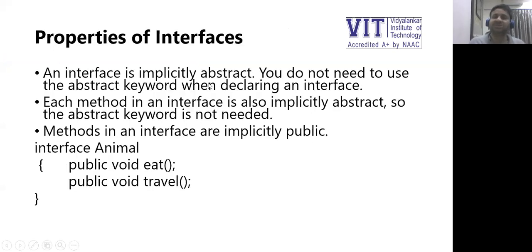An interface is implicitly abstract. You don't have to declare it as abstract, and even for the methods you don't have to declare abstract. Each method in an interface is implicitly abstract, so the abstract keyword is not needed. Here we have interface animal, eat and travel are two different methods. There is no need for you to declare it as public also. Here I have specified public, but even if you don't specify public, it is by default public.